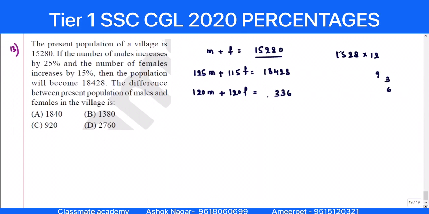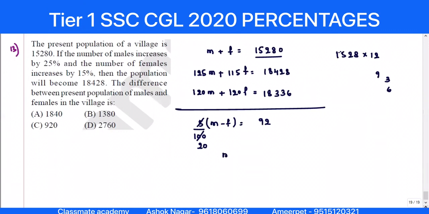Now tell me, you get 5% of male minus female. 5% means 5 by 100, is equal to how much is the difference? Can I say 92 is the difference? Yes or no? What is male minus female? 1840. Copy that as well.